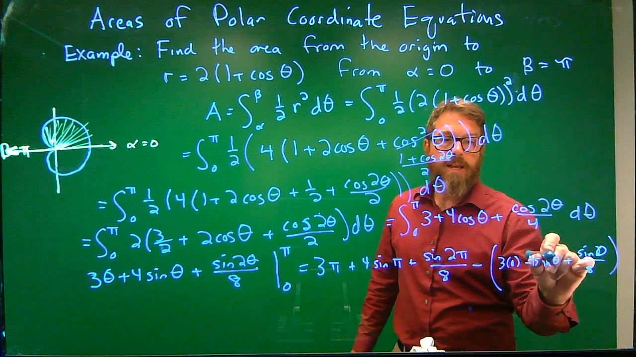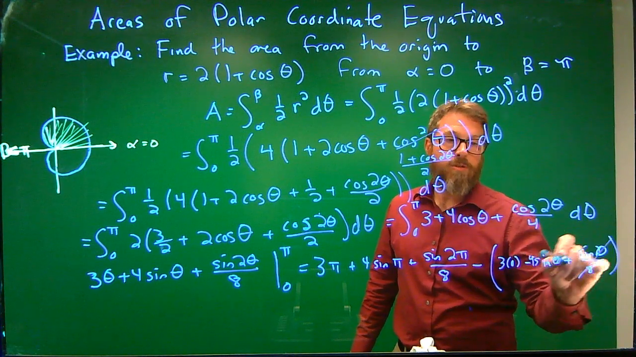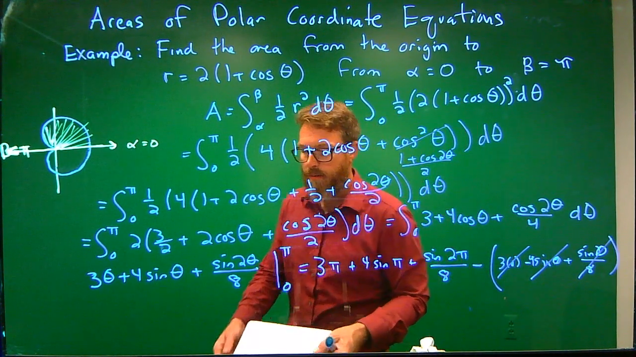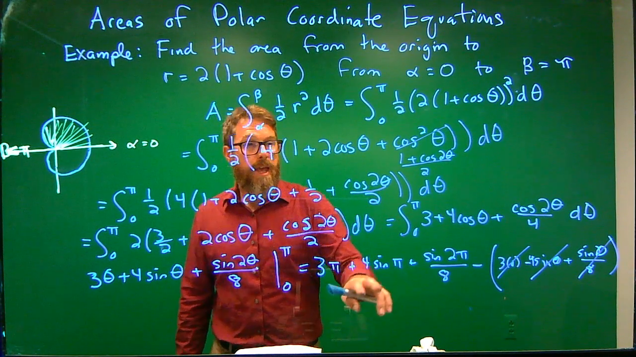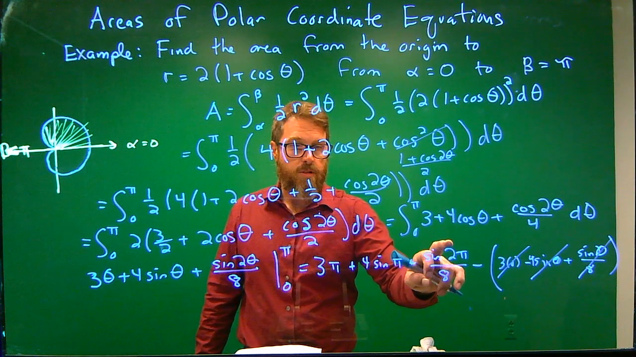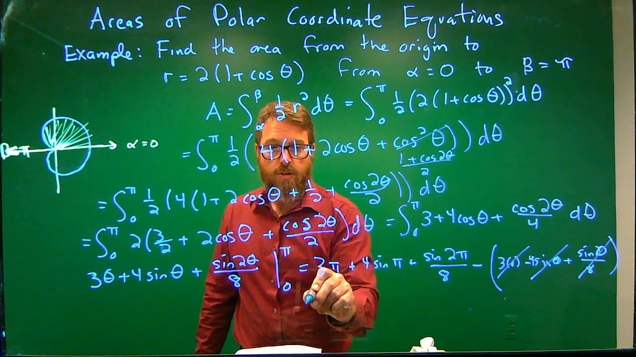And what we know is that the sine of 0 is 0, so that'll go away, and this will go away. So the lower bound evaluation is all going to be 0. And then similarly, the sine of pi is equal to 0, the sine of 2 pi is equal to 0. So this answer is just going to be equal to 3 pi.